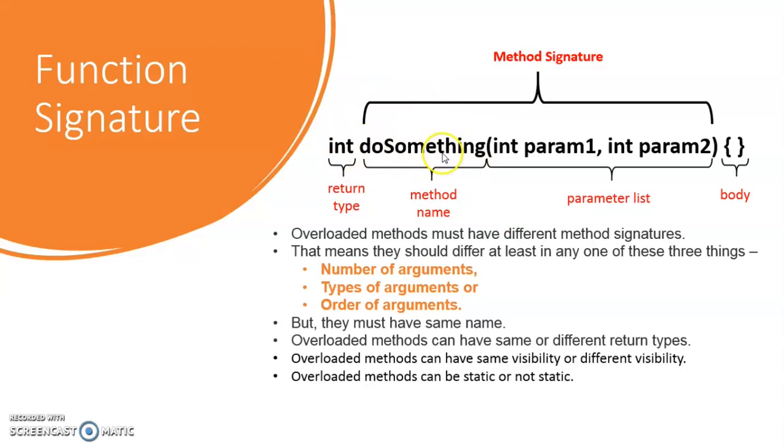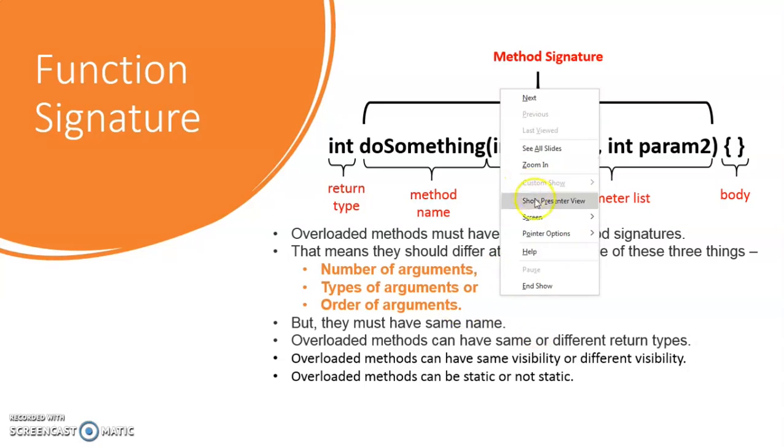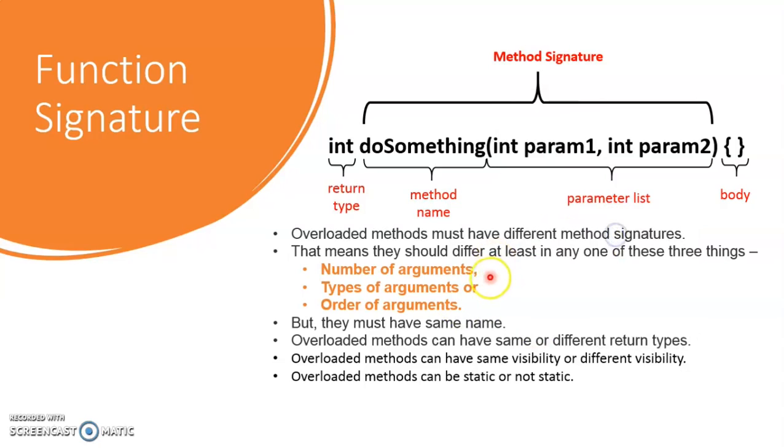If the name of the method is exactly the same, but any one of these is different, that is, either the number of arguments is different, or the type of arguments is different, or the order of arguments is different, then you can say they are overloaded methods. Again, the name of the method has to be the same.